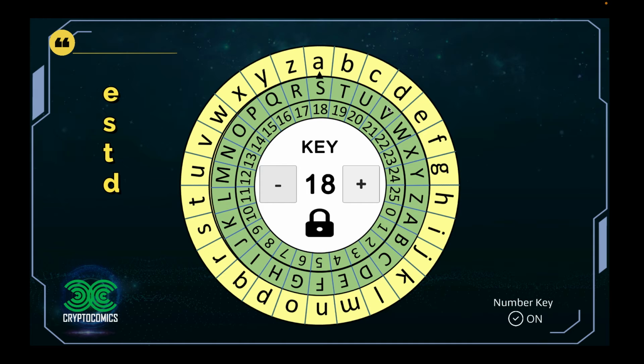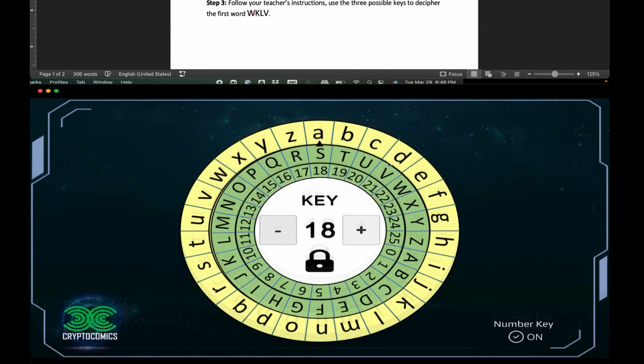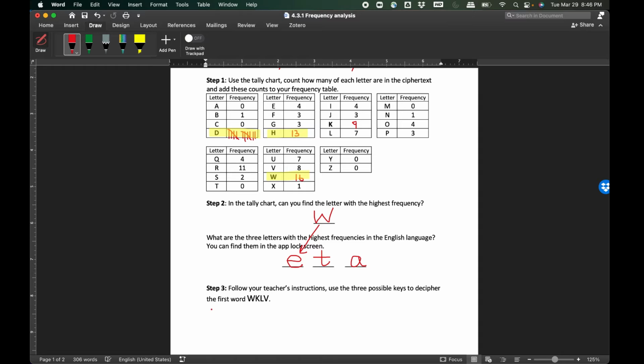Does it make sense? When we do this, we find the plain text does not make sense. So we need to try another letter. On the paper, I can guide students to write this out. If I align W with plain text E, I can decipher the word into E, S, T, D. This does not make sense, so we need to try another letter.